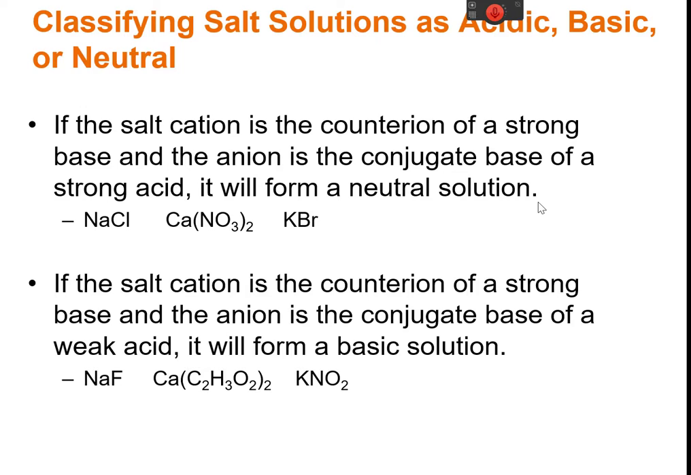The next example we had is if we have the counter ion of a strong base, and the anion is the conjugate base of a weak acid. In this situation, we'll form a basic solution. So the conjugate base of a weak acid is what is making these basic solutions. Sodium is the counter ion of a strong base. It's not going to do anything. So counter ions of strong things don't do anything, is essentially what we're saying.